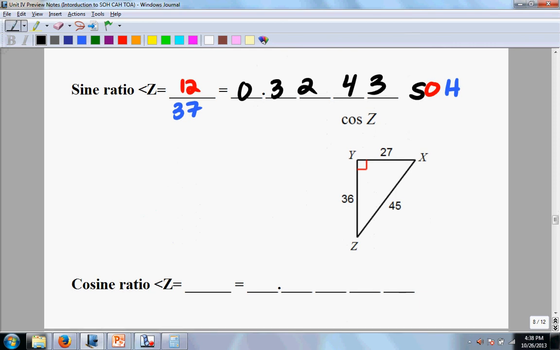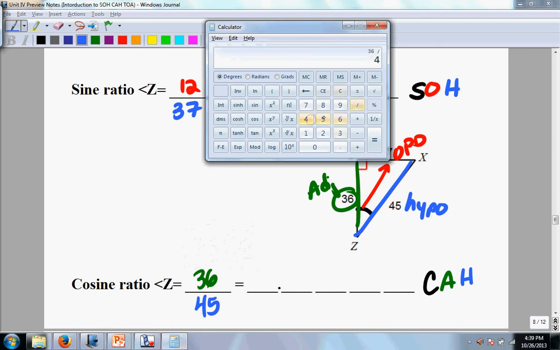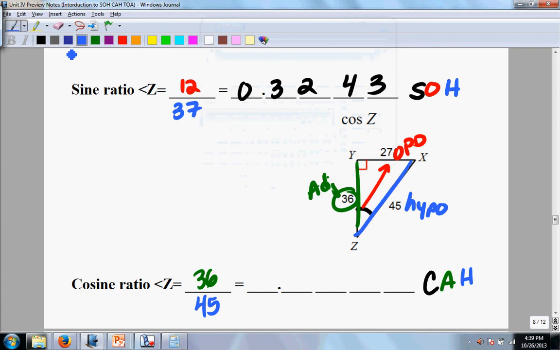Now we're going to do the cosine ratio of angle Z here. Cosine is CAH, which is adjacent over hypo. So here, this would be our hypo, because it's across from the right angle. This would be our opposite, which would make 36 the adjacent. So our adjacent is 36, our hypo is 45. To find the ratio, you simply divide 36 divided by 45, and again we get 0.8.